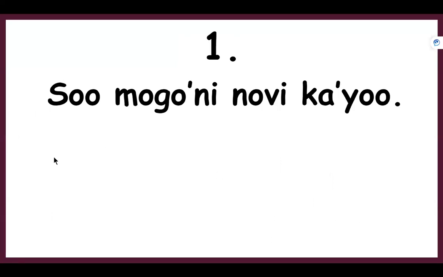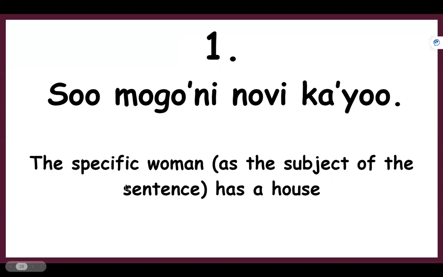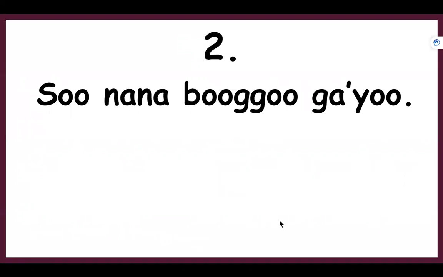So, subject identifier examples. Number one, su mogotni noviketyu. It means the specific woman, as the subject of the sentence, has a house. The woman has a house. Now, if I just said mogotni noviketyu, I mean just some general woman in general has a house. Very ambiguous. But when we say su mogotni noviketyu, the specific woman has a house.